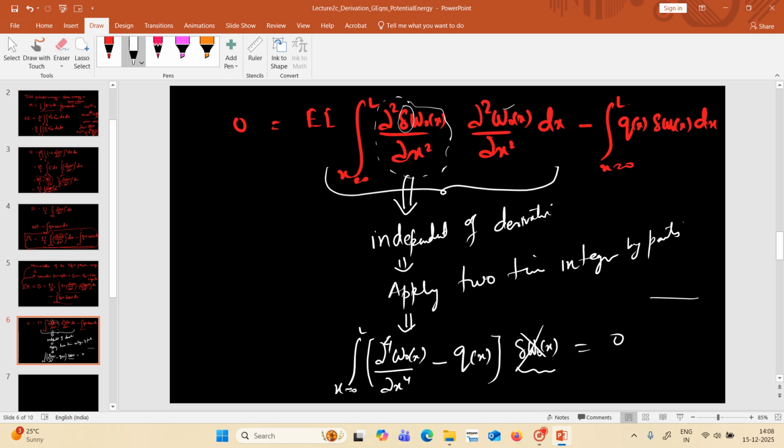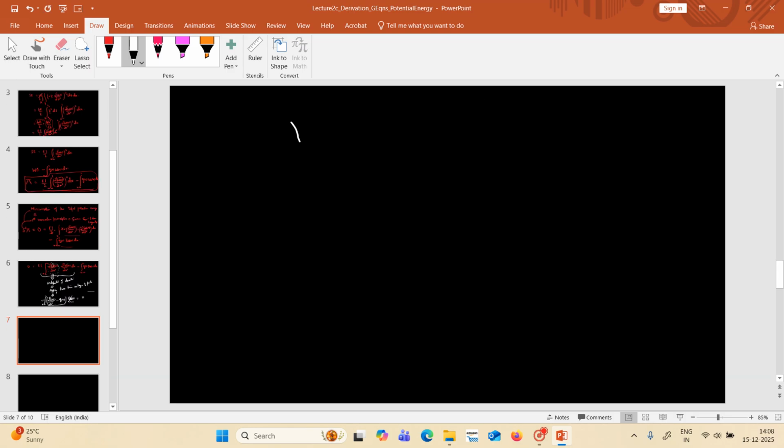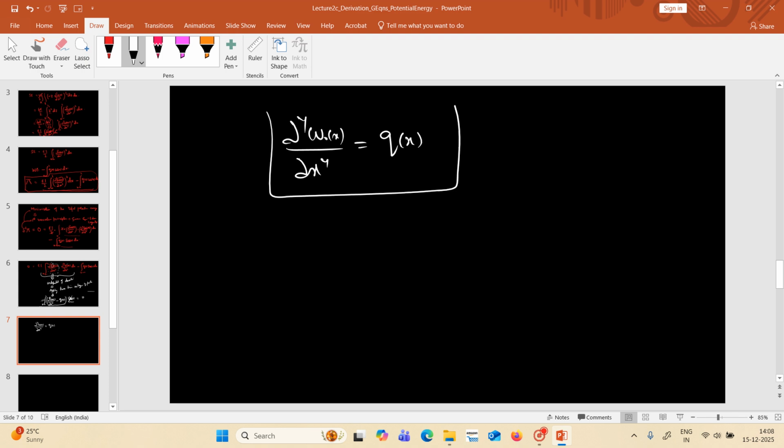So what is the possibility that this should be equal to 0? The entire expression inside the bracket should be 0. So del 4 W naught of x by del x to the power 4 minus q of x should be equal to 0. So on the right side we will get this governing equation. Okay, so this is the governing equation. So this is the third method. The first method we discussed was the direct method. Second, we discussed the principle of virtual work, and third, we have discussed the total potential energy approach to find the governing equation of the beam.